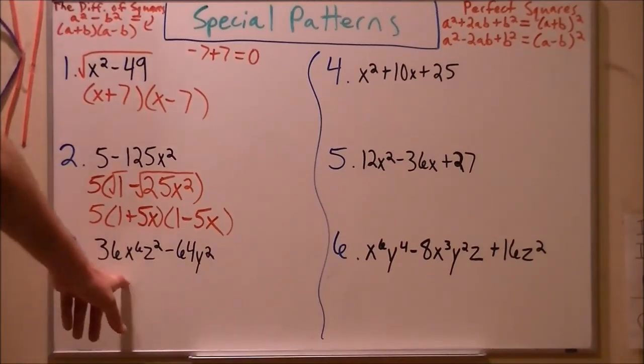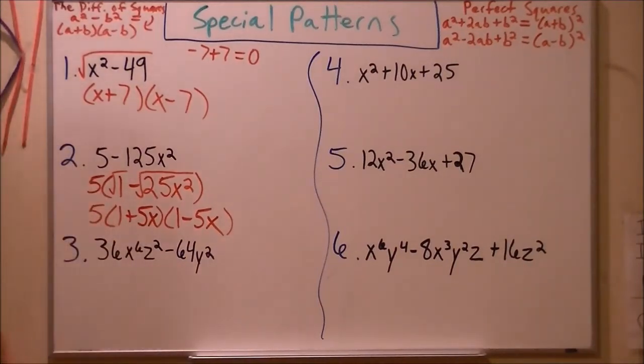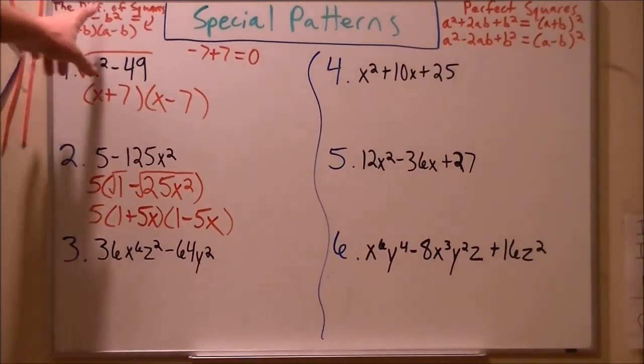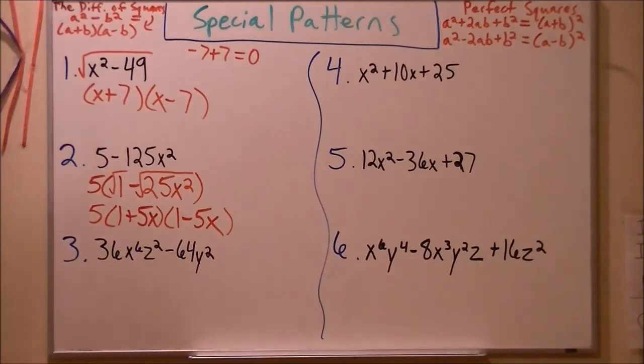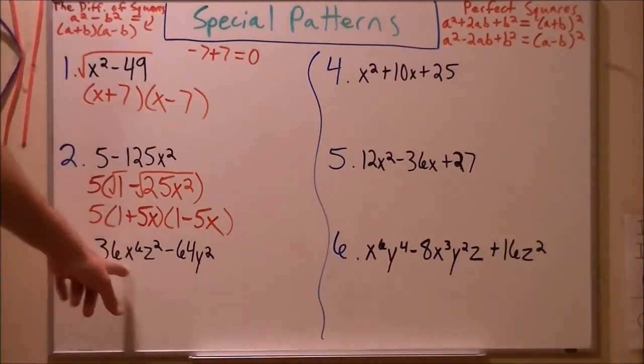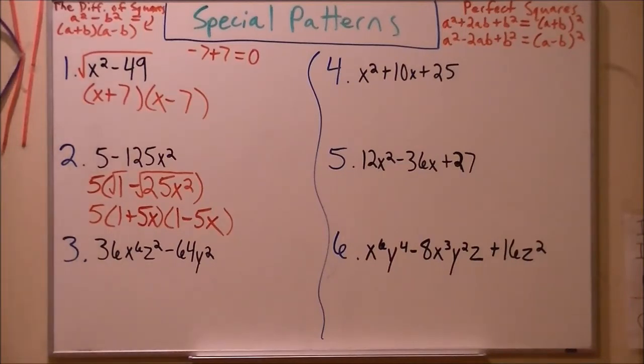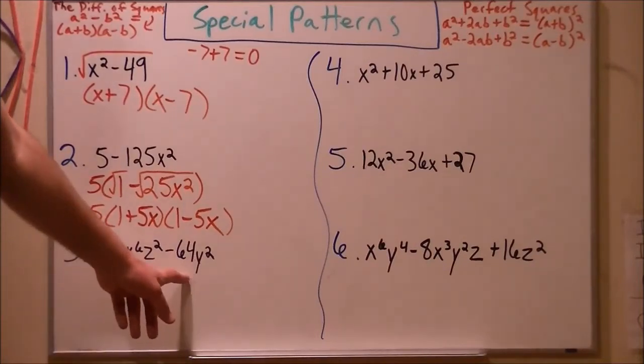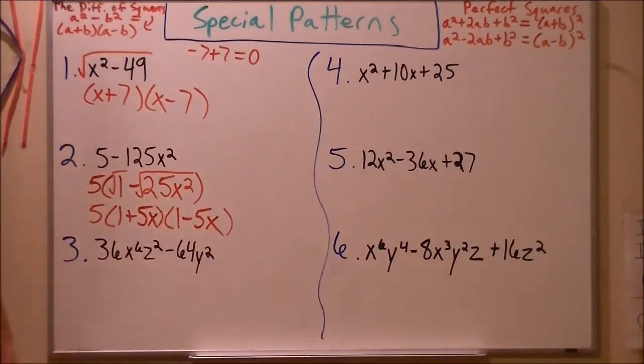All right, let's do one that I think is going to be a lot of fun, because there are 3 different variables in this one, but we're still going to use the rule of the difference of squares to break it down into its factored form. Our equation is 36x to the 6th power, z to the 2nd power, minus 64y squared.